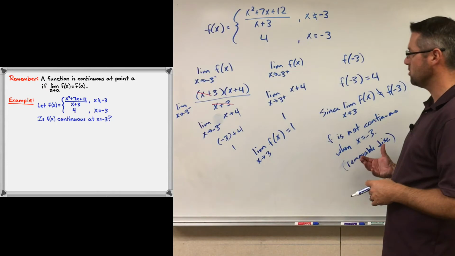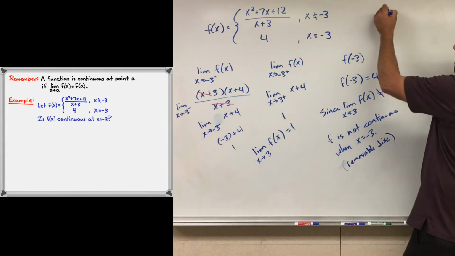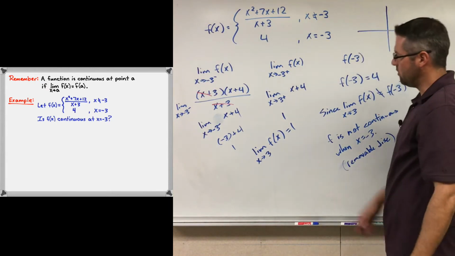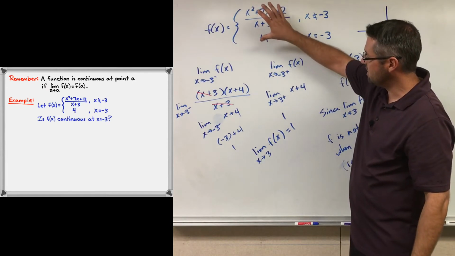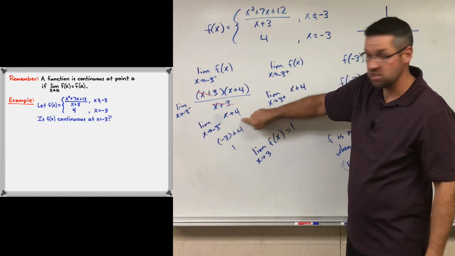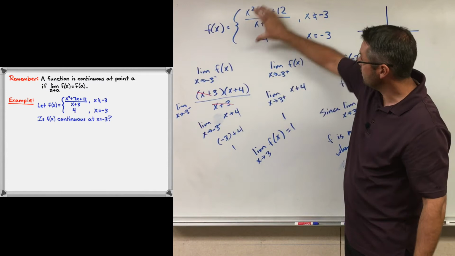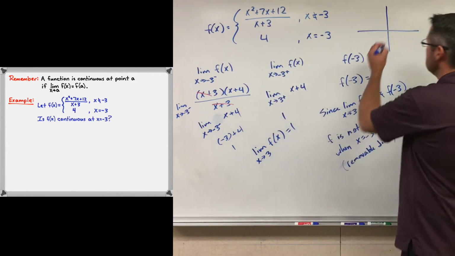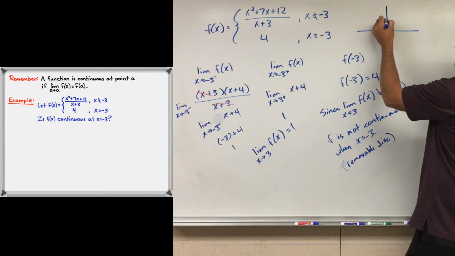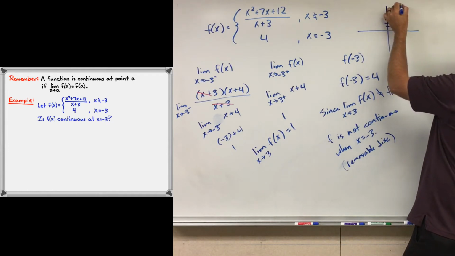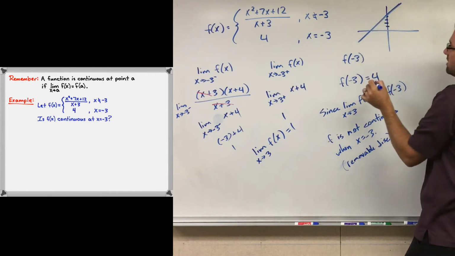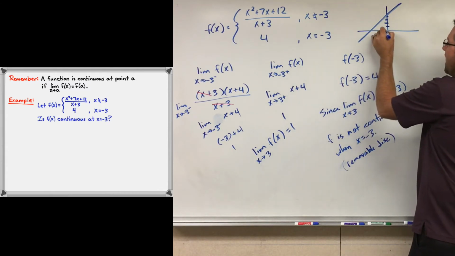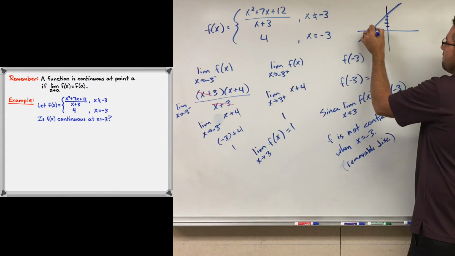It's a removable discontinuity. If I was to graph this function, I know that this function is exactly the same in every way as x plus 4, because this is exactly the same as this. So we have a linear function. So we're going to shift up 4. We have a slope of 1. So it looks something like this, except at negative 3. At negative 3, we have a hole.